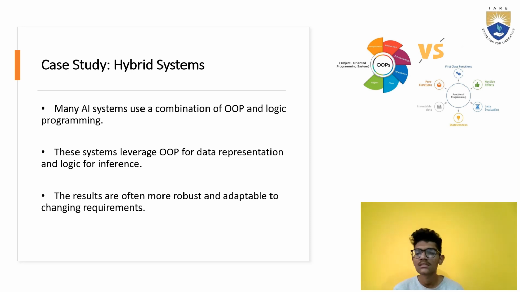Case study, the study about hybrid systems. Many AI systems use a combination of object-oriented programming and logic programming. These systems leverage object-oriented programming for data representation and logic for inference. The results are often more robust and adaptable to changing requirements.